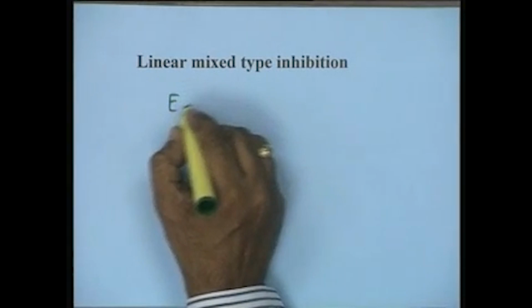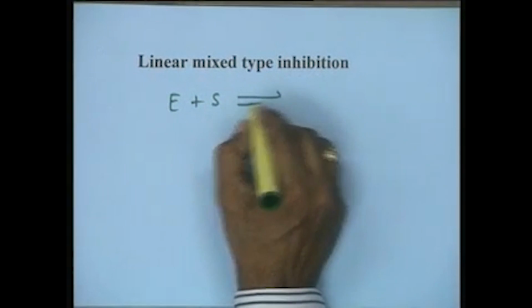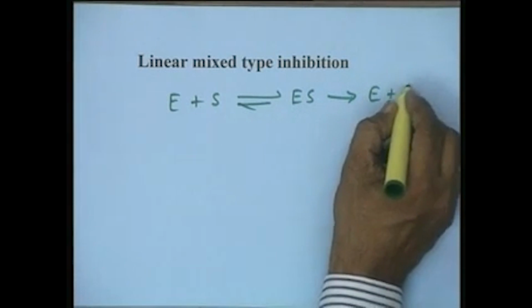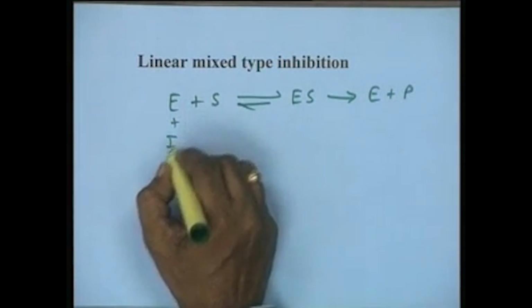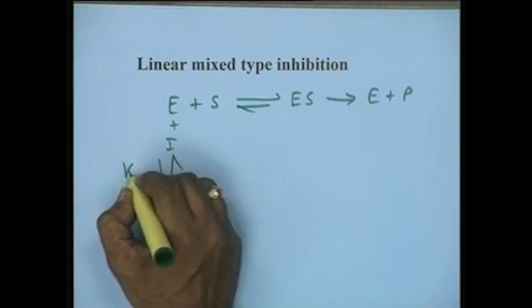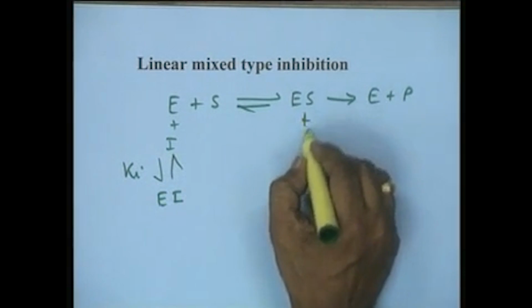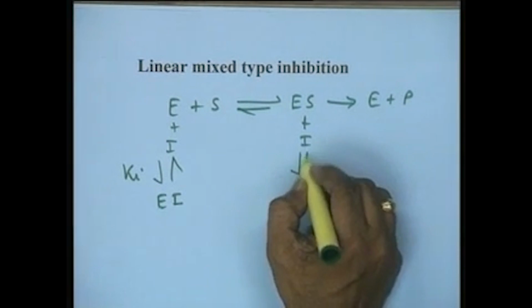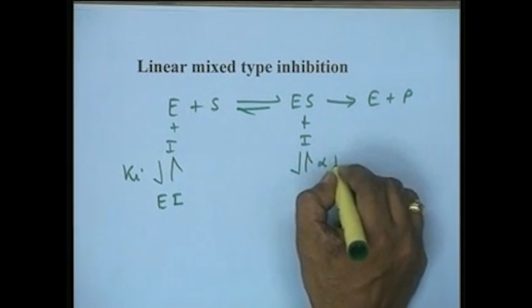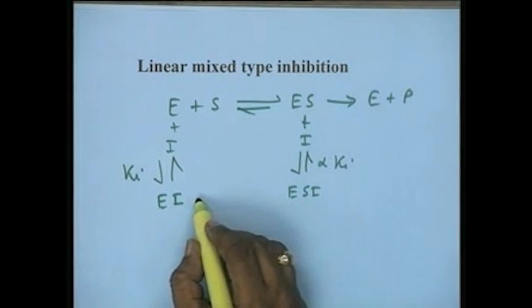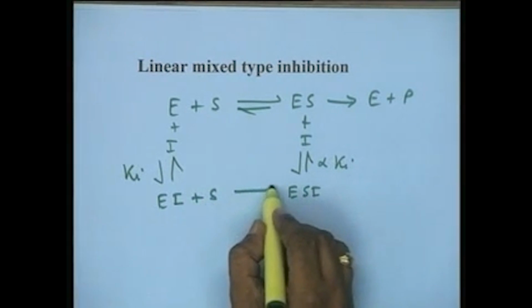If we consider that, in such a case we have ES going to E plus P. Now, E plus I binds with a dissociation constant of Ki, forming EI. ES binds with an inhibition constant of alpha Ki to form ESI, and here also substrate binds.